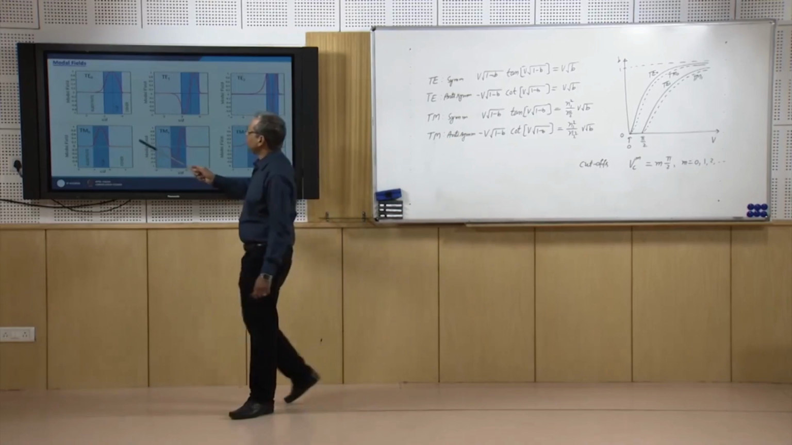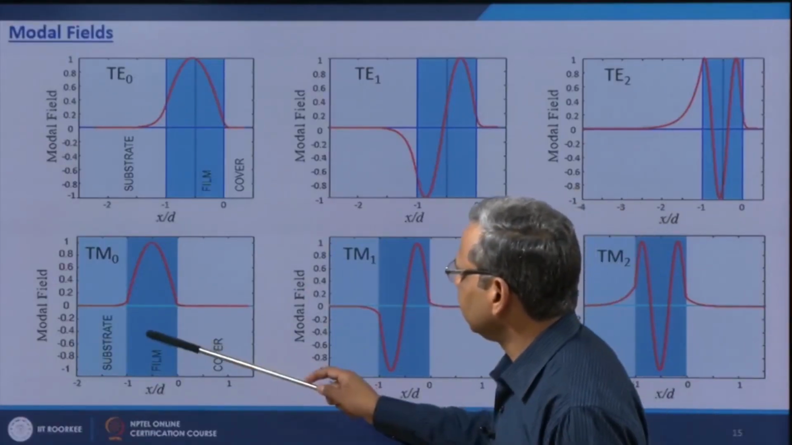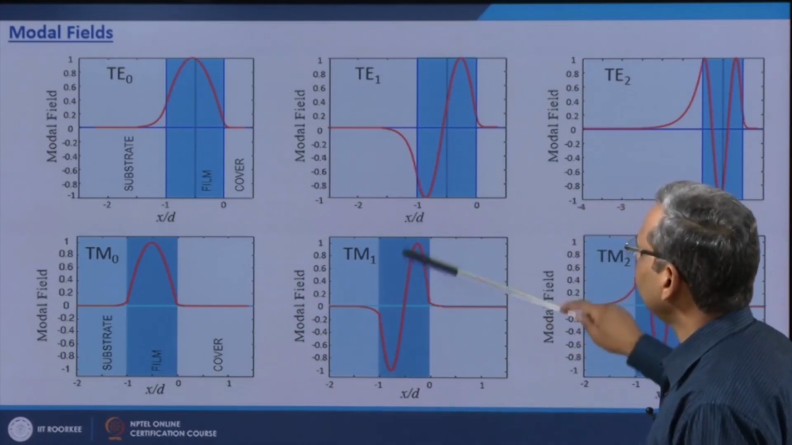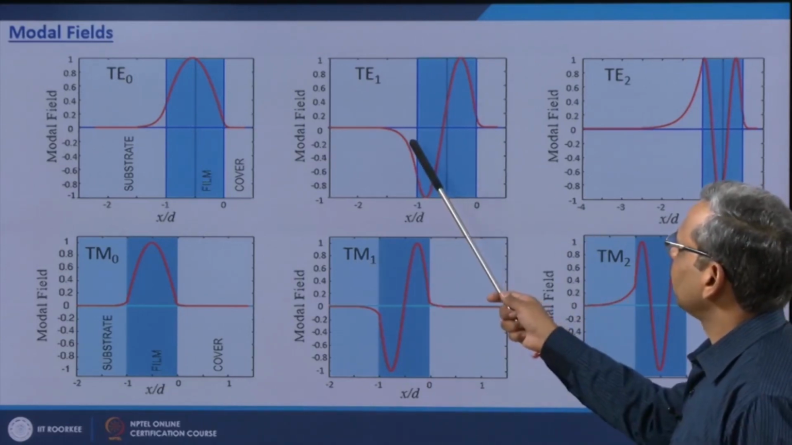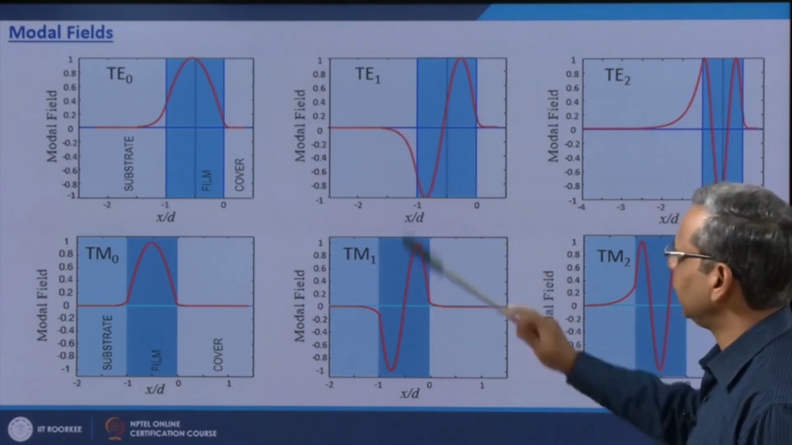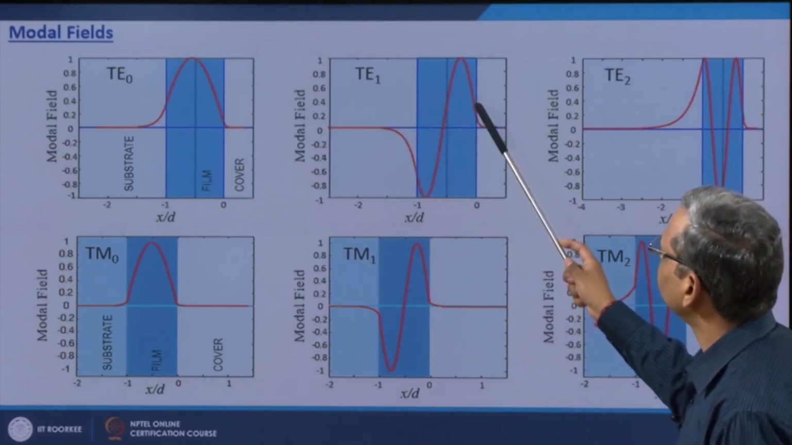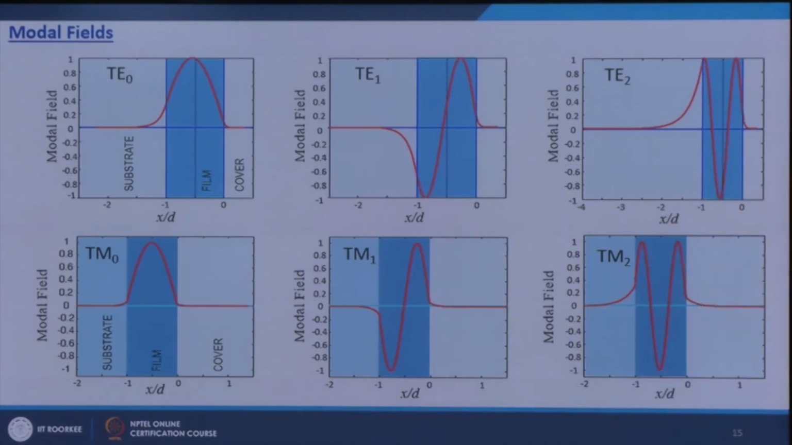This is how the modal fields would look. This is for TE0 mode, this is TM0 mode, this is TE1, TM1, TE2, TM2. We can notice that in the substrate the field extends more because the index contrast with the film is less, while in the cover the field very quickly decreases, goes down to 0, because the index contrast is high.